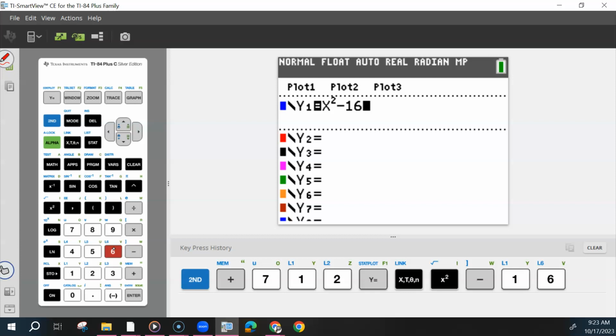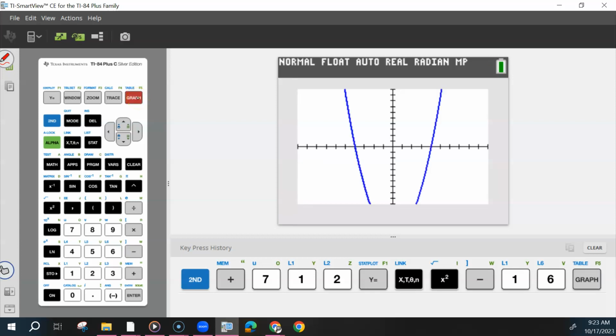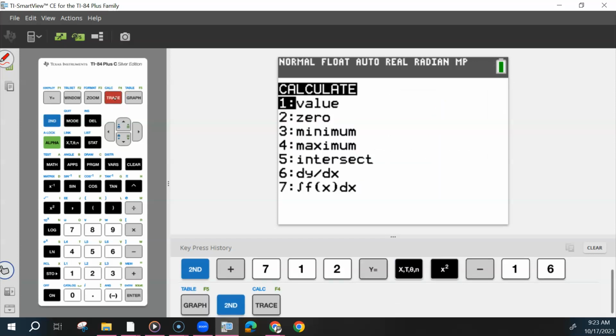Once you have that in there, you're going to go into graph. So just hit graph. You should be able to see some function that looks like this. We're going to do the x-intercepts first, because there's more steps there. To do anything x or y intercepts, you're going to go into calculate above trace, so second trace. Remember that 0 is another name for x-intercept, so we're going to go into 0, number 2.